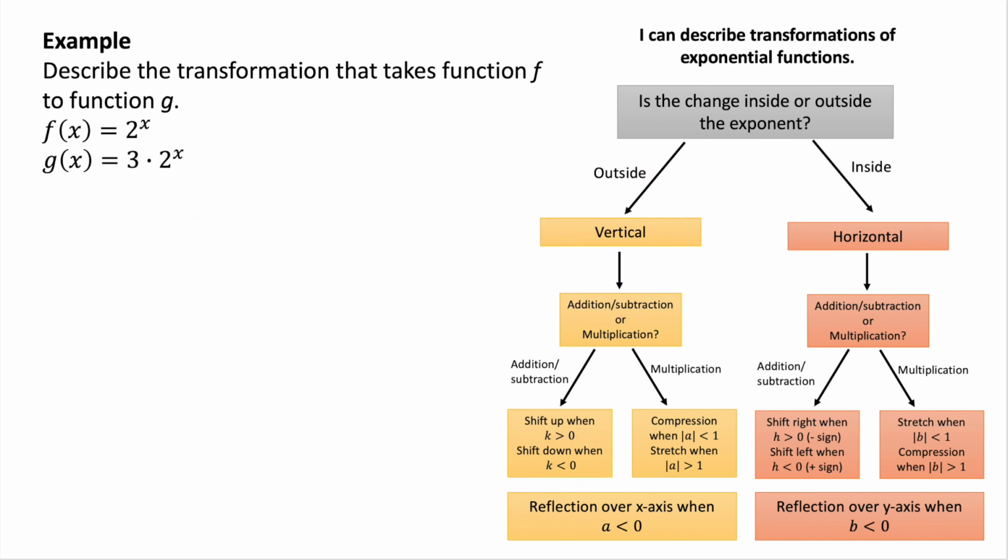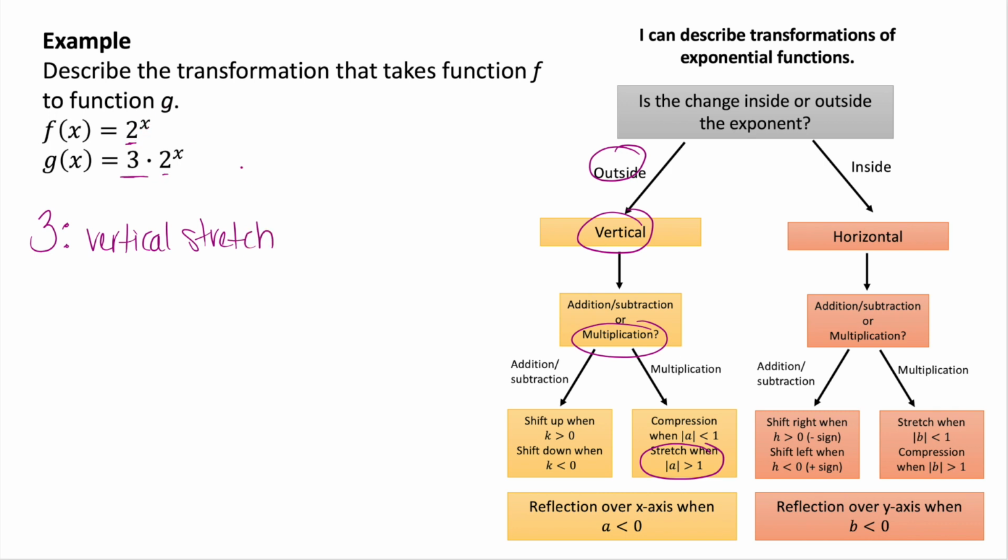Now let's try this problem. We have f of x equals 2 to the x, so that's our parent function, and then we have g of x equals 3 times 2 to the x. Notice that we have this value of a, which is 3. That's on the outside, so it's going to be a vertical change. It's multiplying the function, and that value is bigger than 1. So that 3 is going to create a vertical stretch. Notice that we're always comparing it to that parent function that has the same base as the function that we're talking about.